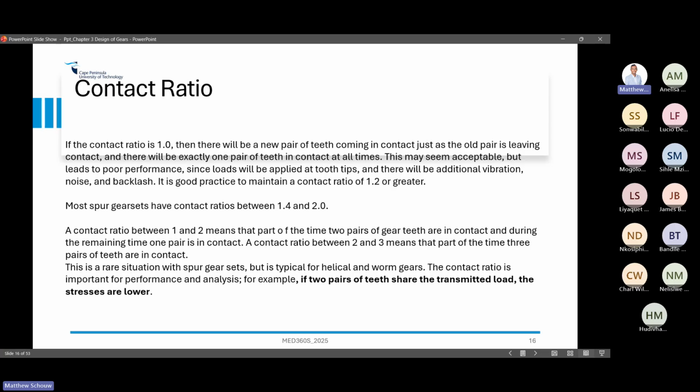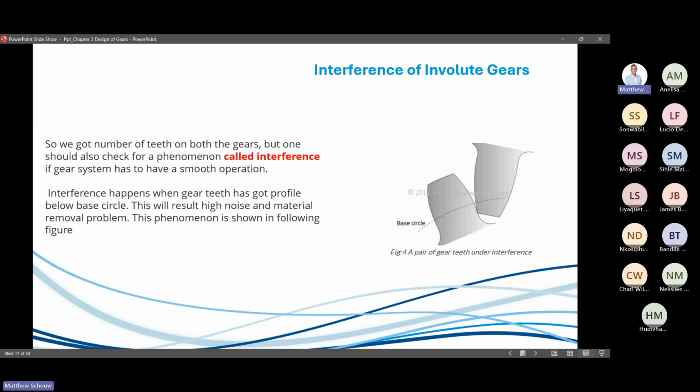A contact ratio between 2 and 3 means part of the time 3 pairs of teeth are in contact. So they're saying this is a rare situation with spur gears, but for helical gears, that is very common. And you'll see with the numbers there. And they say the contact ratio is very important for 2 particular reasons. One, if 2 pairs of teeth are in contact, the loading is a lot less. The stresses are a lot less. So that's the idea behind all of this. But you'll get to that.